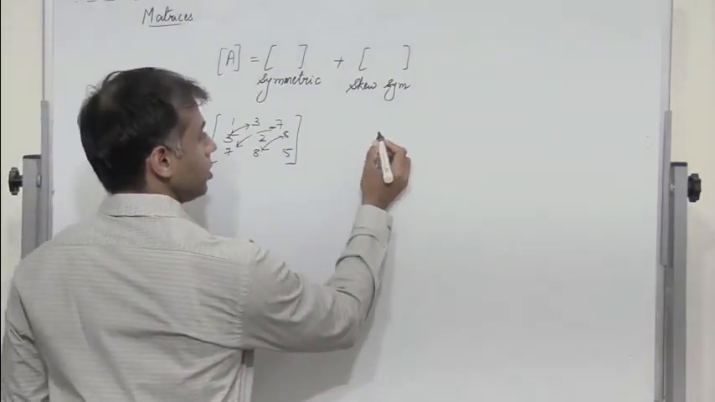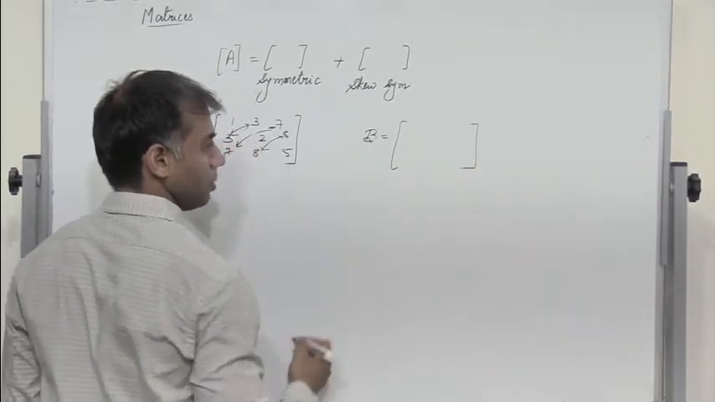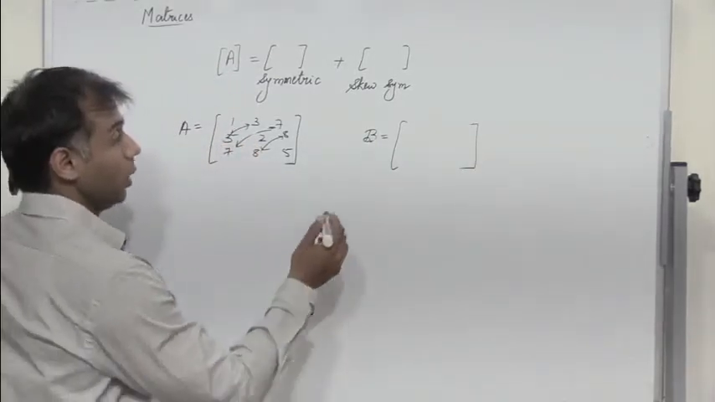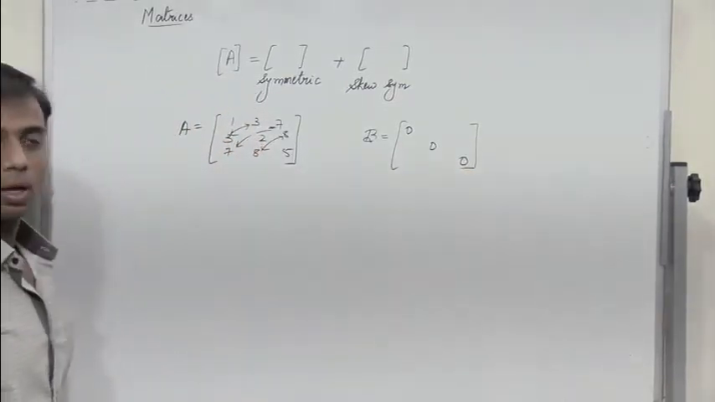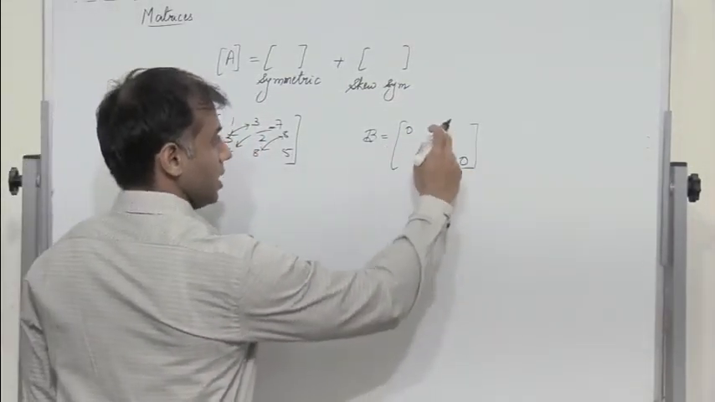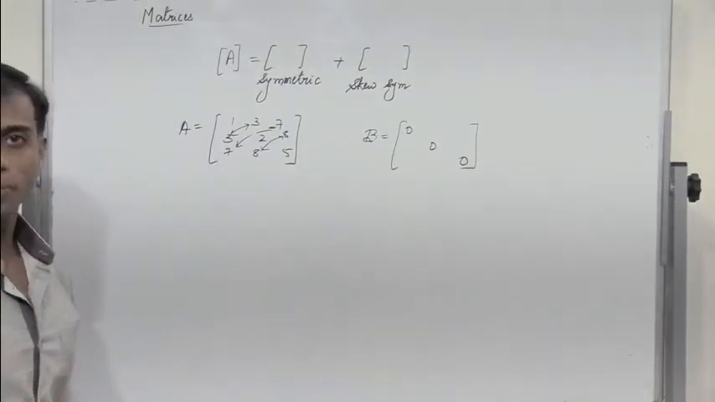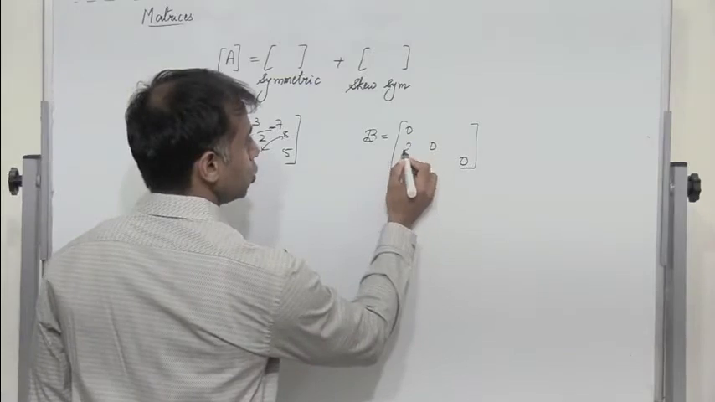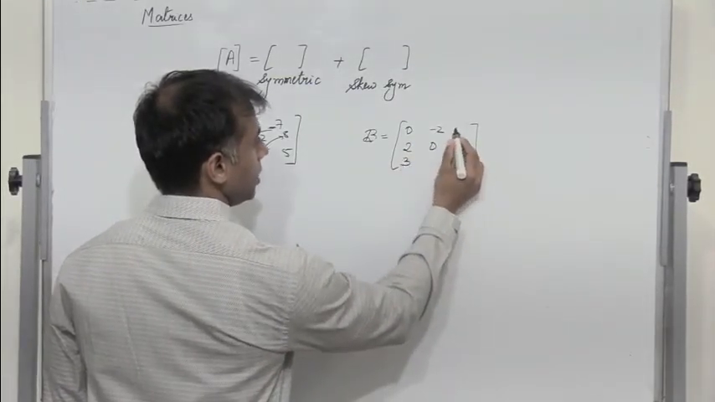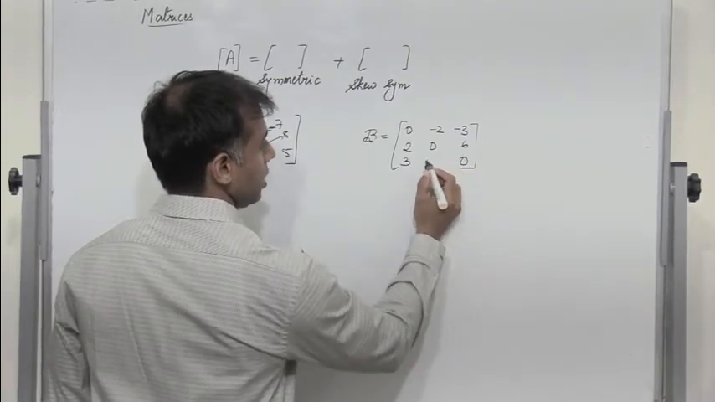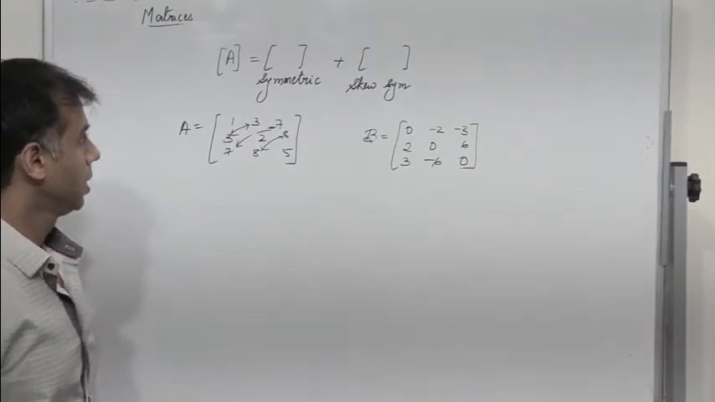Now what is a skew symmetric matrix? It is again a square matrix where the elements along the principal diagonal are 0, but the elements on either sides of the principal diagonal are equal but are of opposite sign. That means if I have 2, I have minus 2 here. If I have 3, I have minus 3 here. If I have 6, I have minus 6 here. So this is a skew symmetric matrix.